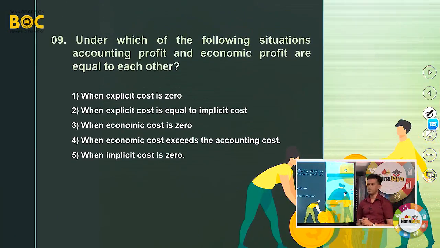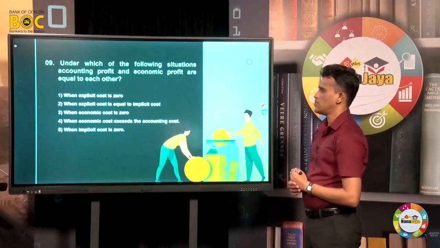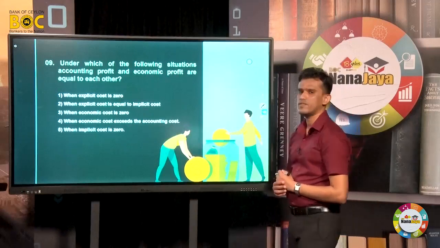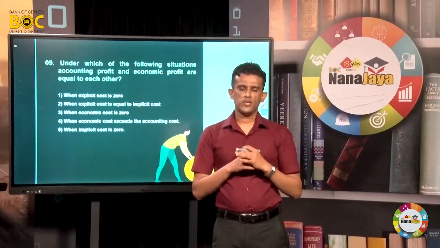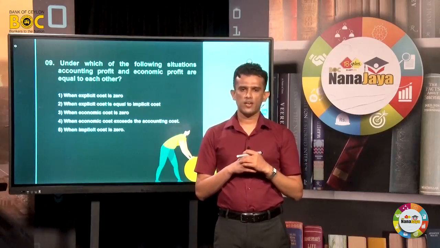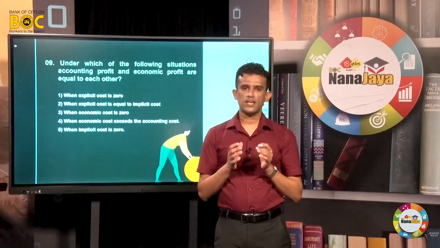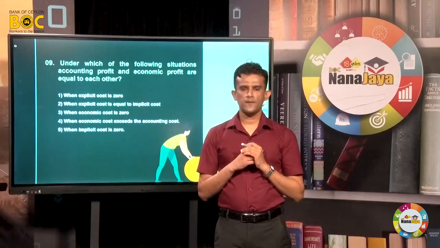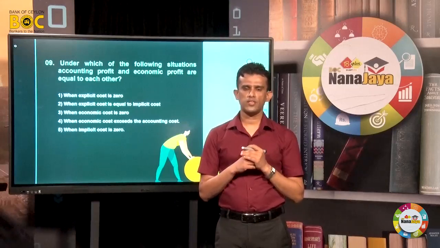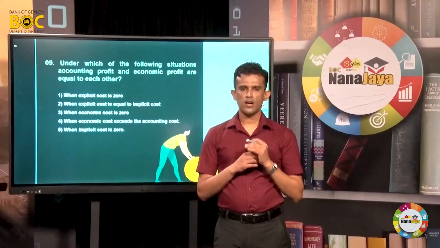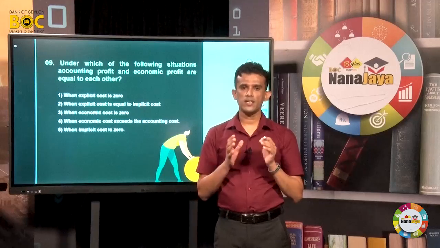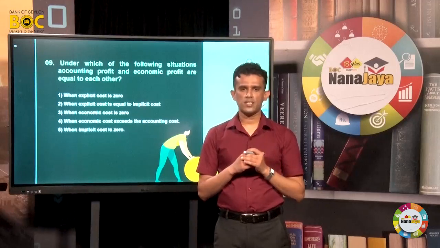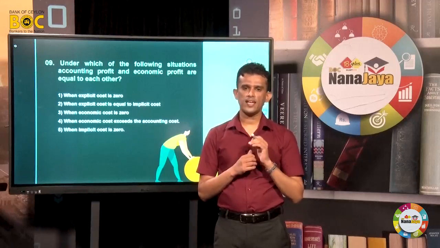We will move on to question number 9. Under which of the following situations accounting profit and economic profit are equal to each other? I think you can remember that we did an explanation regarding accounting profit and economic profit. In that discussion we discussed that accounting profit is obtained by deducting the total explicit cost from the total revenue. Accounting profit is total revenue minus explicit cost. But how do we calculate the economic profit? Economic profit is total revenue minus economic cost. But economic cost comprises two components. What are those? Explicit cost and implicit cost.